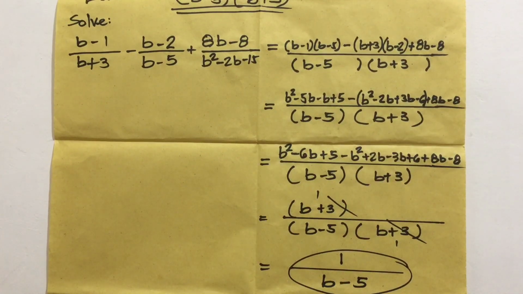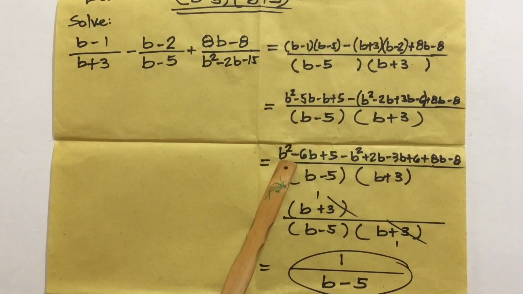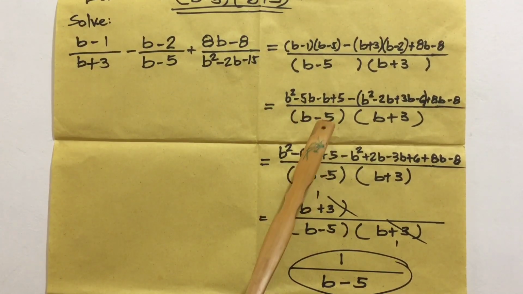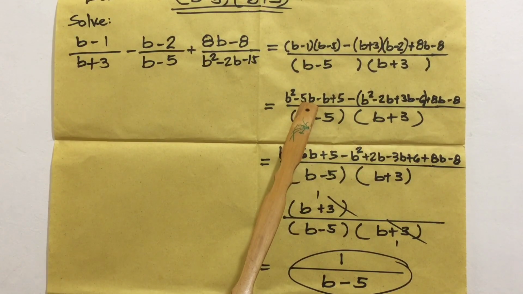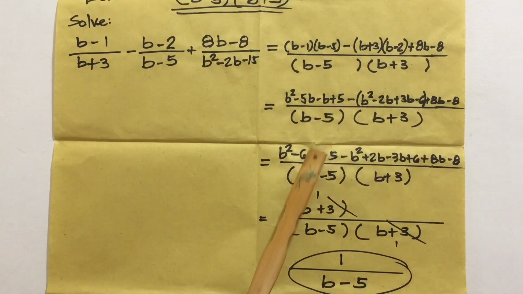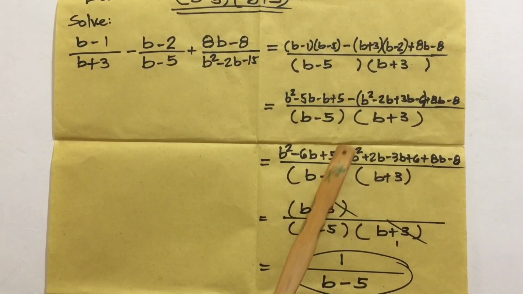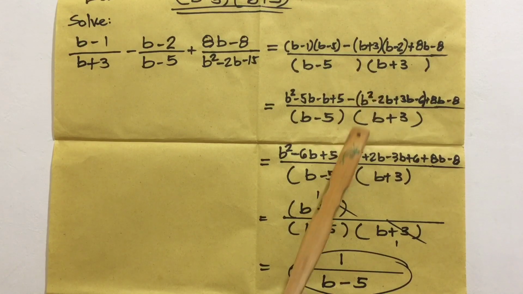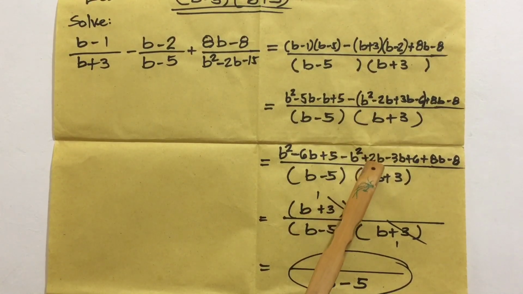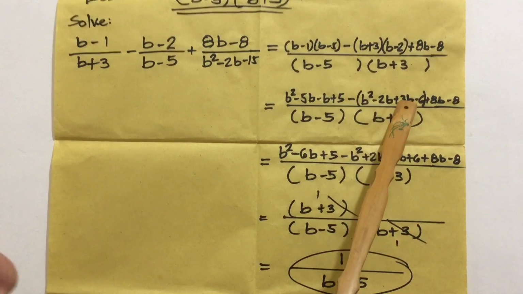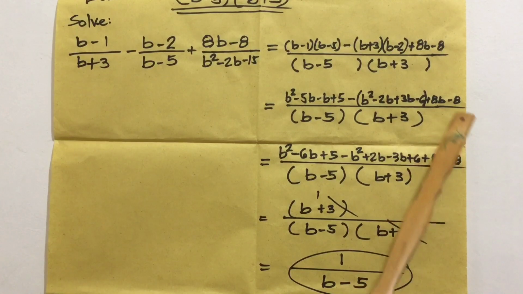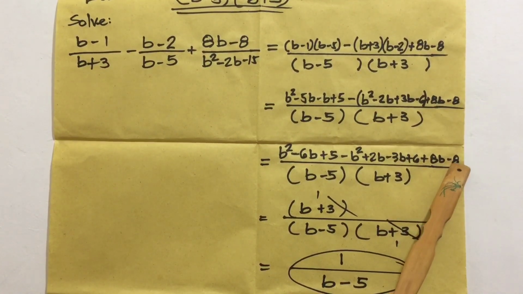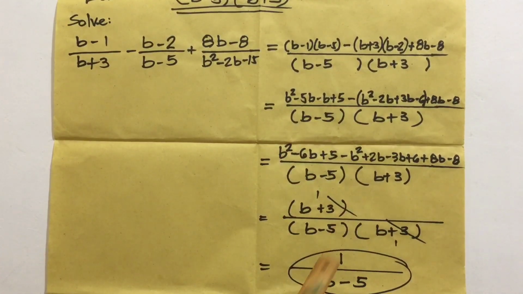Then again, we're going to simplify, remove the parentheses of this b squared here, then copy. We have to combine this negative 5b, then plus b equals negative 6b, then plus 5, then multiply negative b squared equals negative b squared, negative negative equals positive 2b, negative positive equals negative 3b, then negative negative equals positive 6, then copy 8b and negative 8. And copy also the denominator.